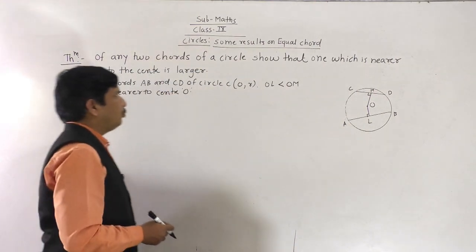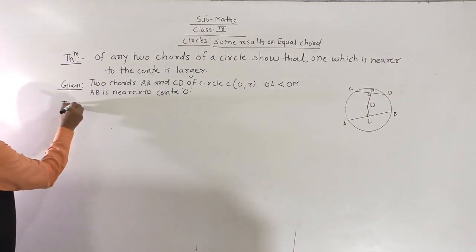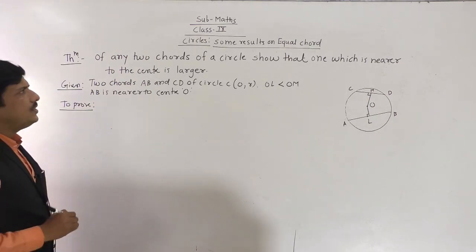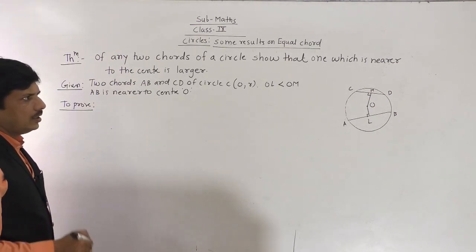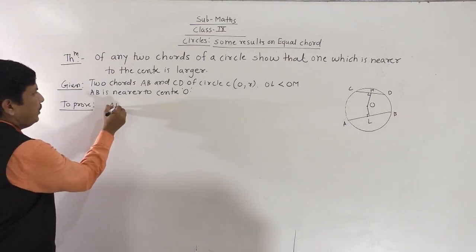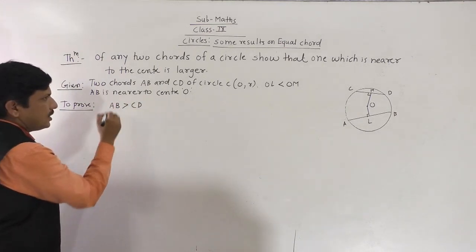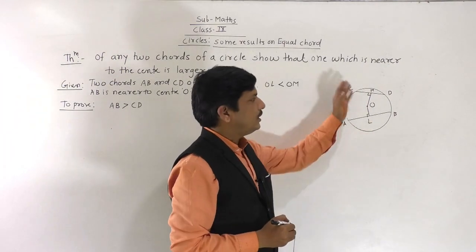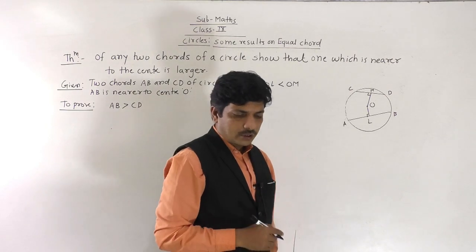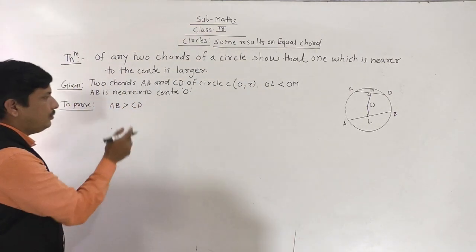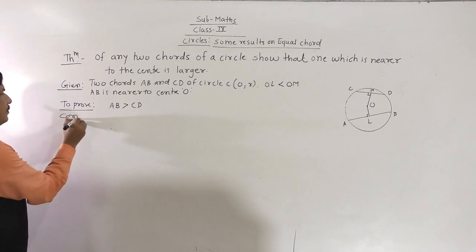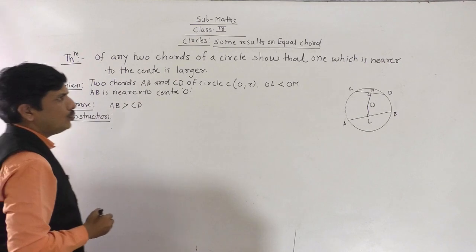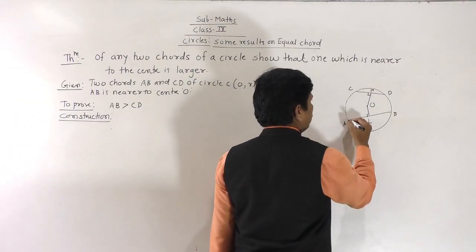So now what we have to prove: show that the one which is nearer to the center is larger. We have to prove that AB is greater than CD. Larger means greater, that is, the length of AB is greater than CD. For that we need to do some construction, that is, we need to join CO and OA.